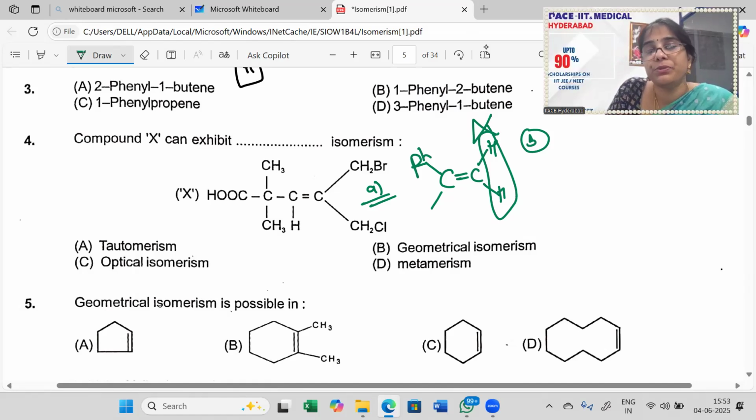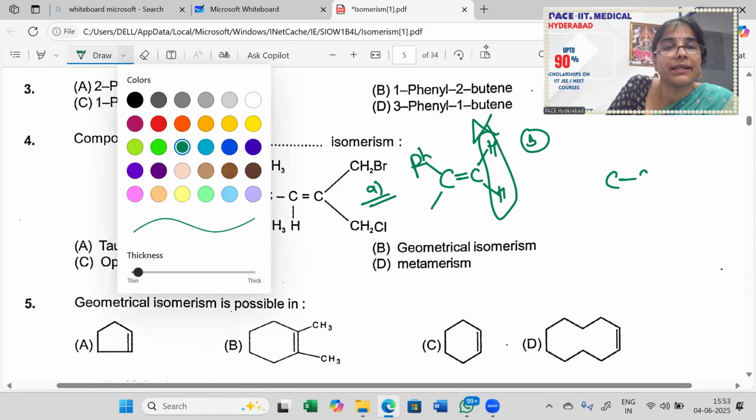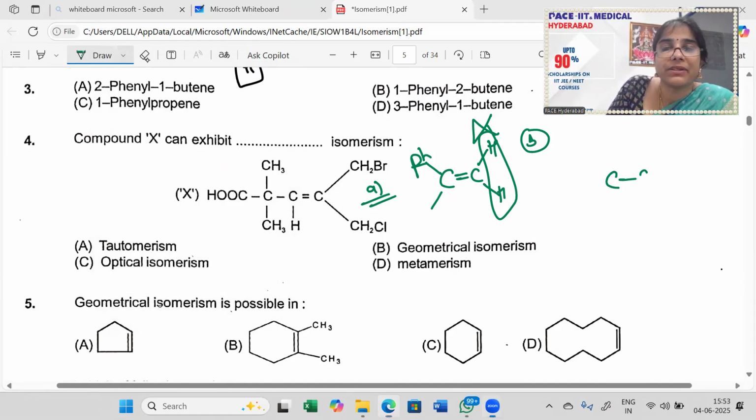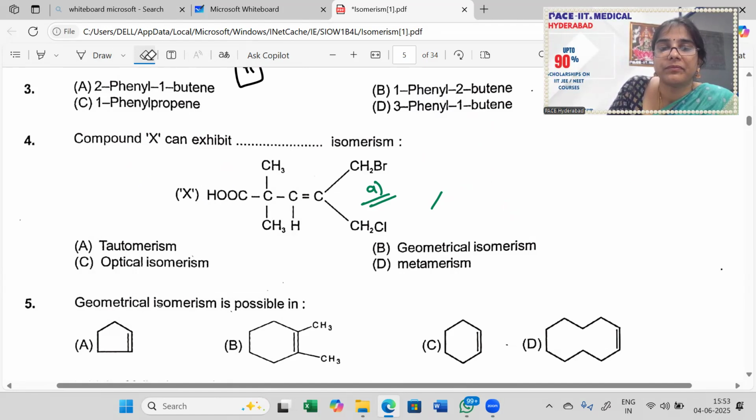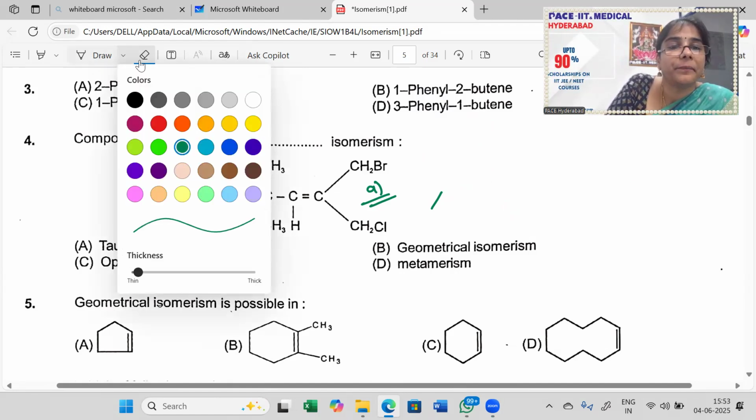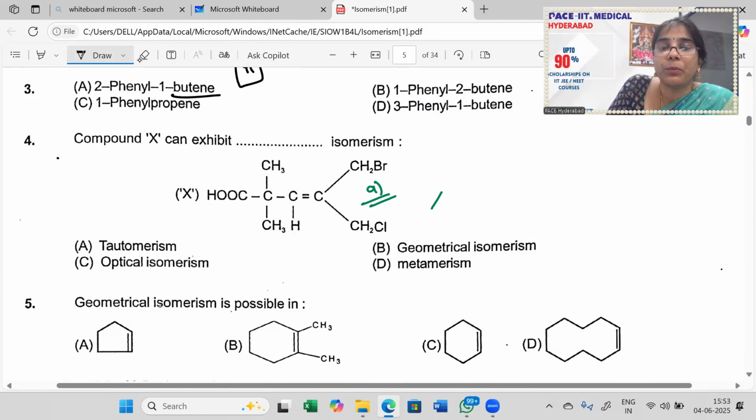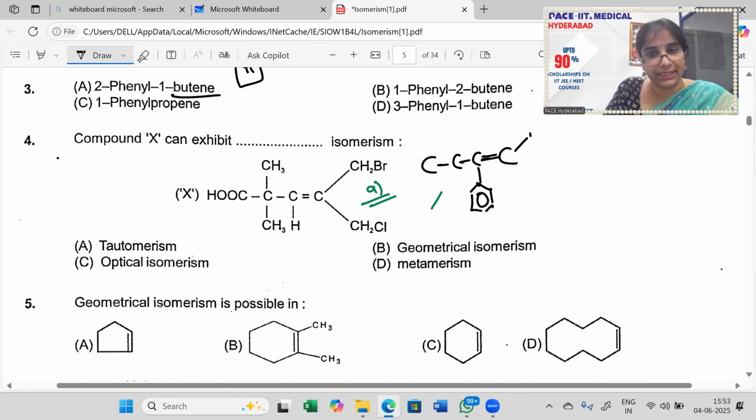One second. Did I draw butene or what? I'm so sorry. One second. Where's my eraser? Yeah, still it will not be right. So butene, 1, 2, 3, 4. This is butene, 1-butene and 2-phenyl. On the second position, you have a phenyl group. Definitely on the terminal carbon you have two hydrogens, which we are not showing, but yes, it is two hydrogens there. So definitely this will not exist here. When you have two same groups on the restricted side, it will not exist.